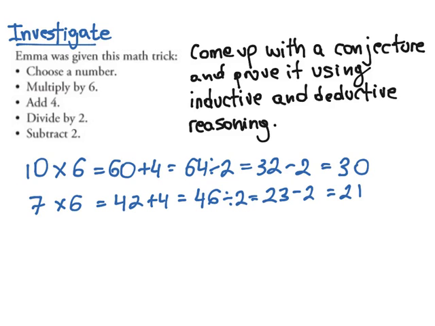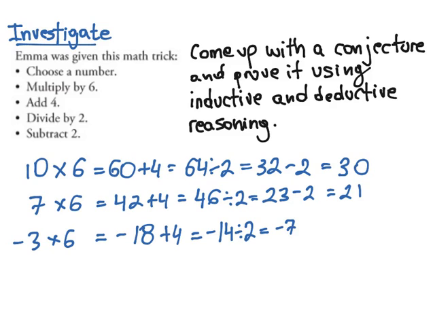Now I'm going to use a negative value, just for fun. How about negative 3? Multiply by 6, we'll get negative 18. We'll add 4, and we'll get negative 14. Divide by 2, we'll get negative 7. Subtract 2, we'll get negative 9. So we've done inductive reasoning right here. And from this inductive reasoning, can we come up with a conjecture?